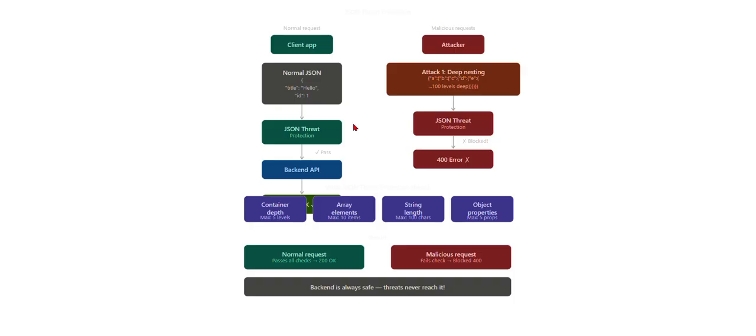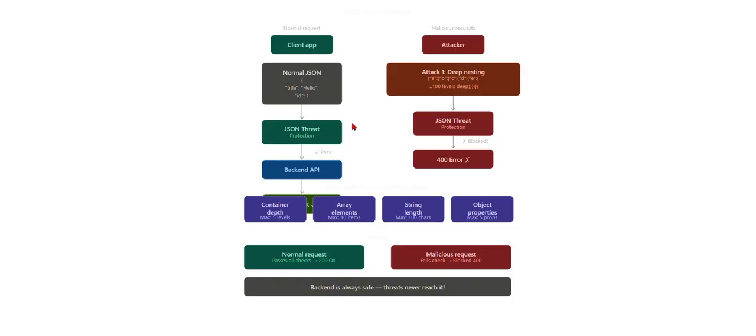The policy checks four things: how deep the JSON nesting goes, how many array items there are, third one, how long string values are, and fourth, how many properties an object has. Anything that exceeds our limits gets rejected automatically.